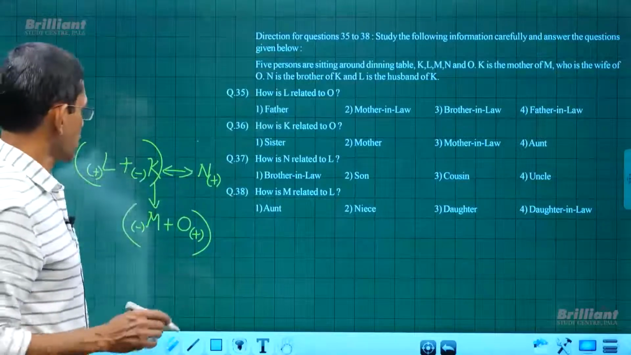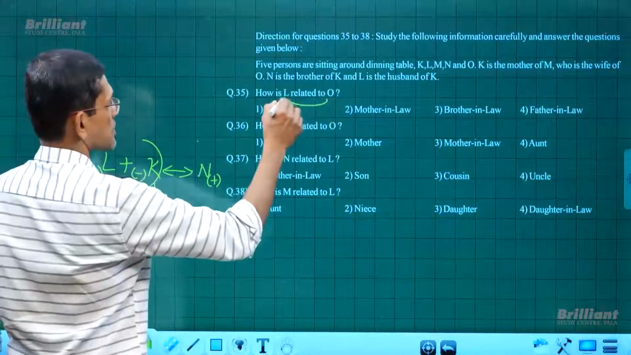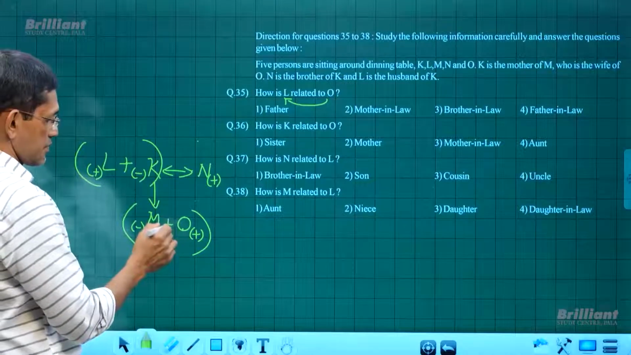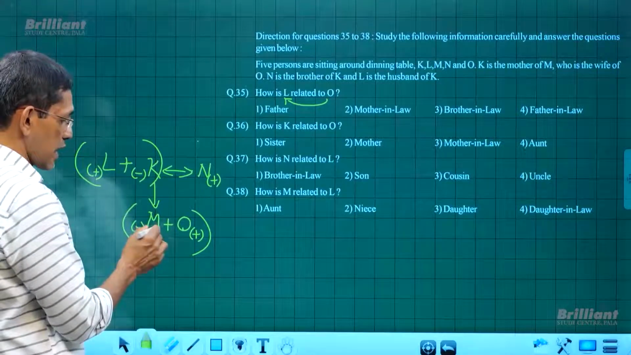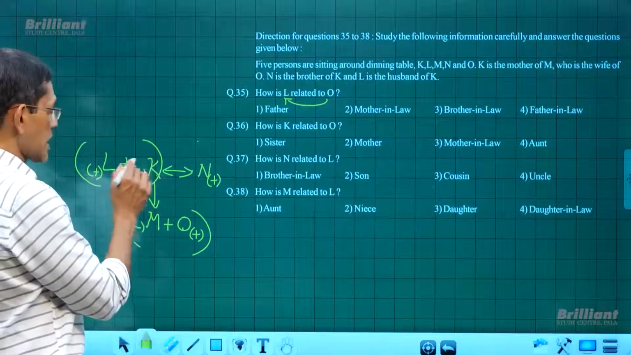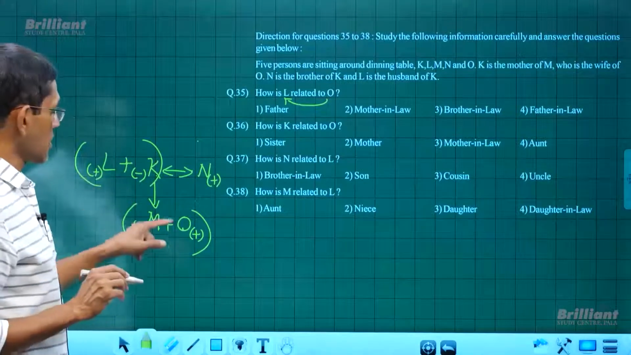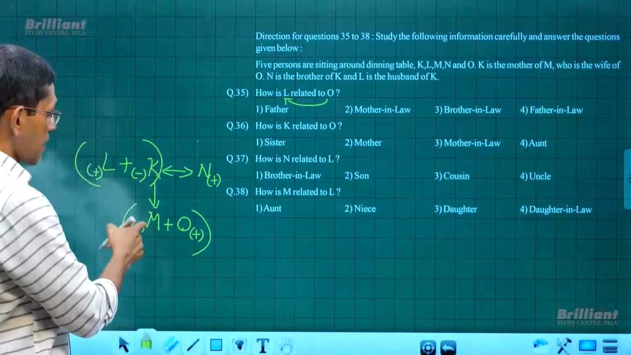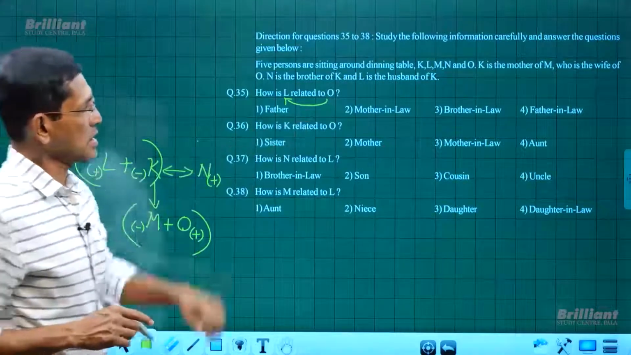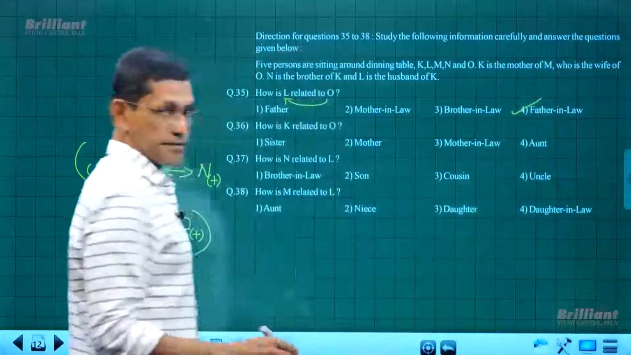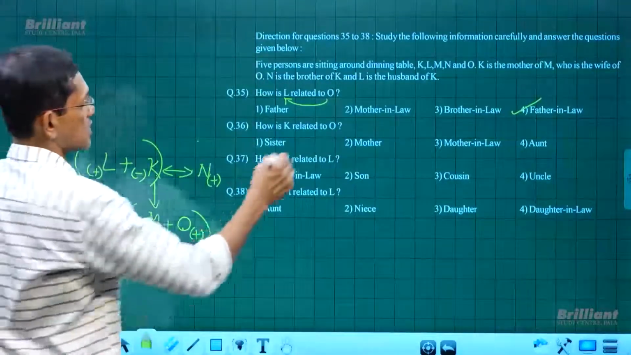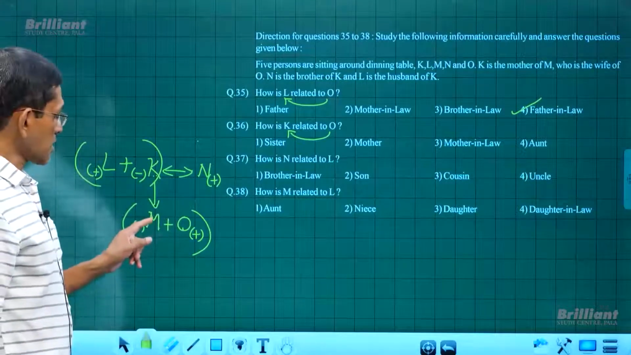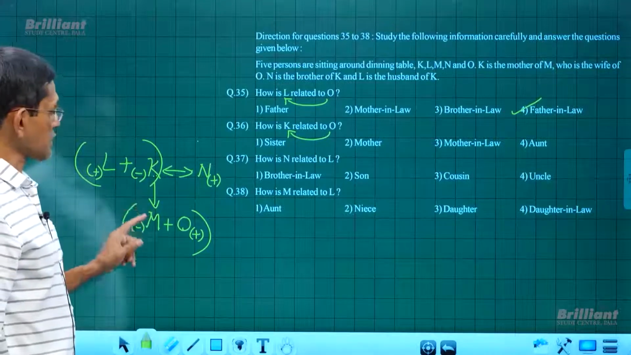How is L related to O? From O's point of view, who is L? O's wife's mother and wife's father. So from the point of view of O, L is wife's father. So that would be father-in-law. Now how is K related to O? From the point of view of O, who is K? K is the mother of O's wife, that is mother-in-law.